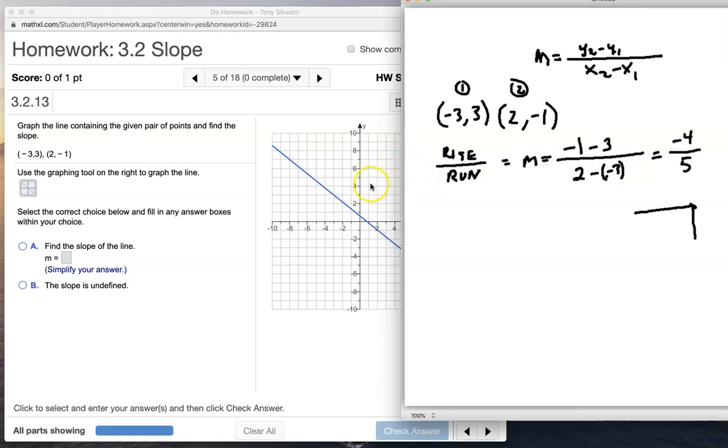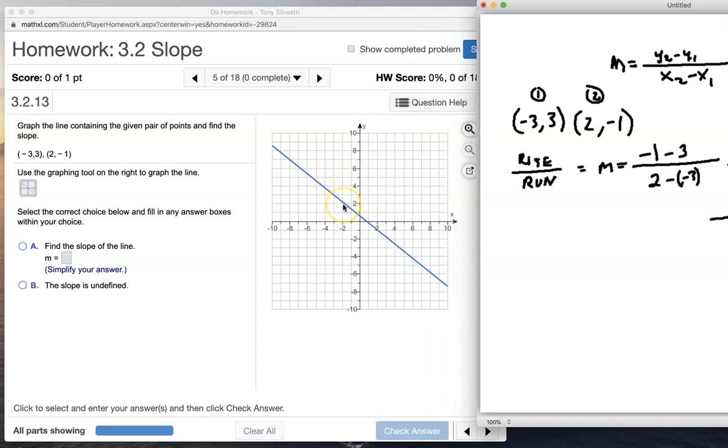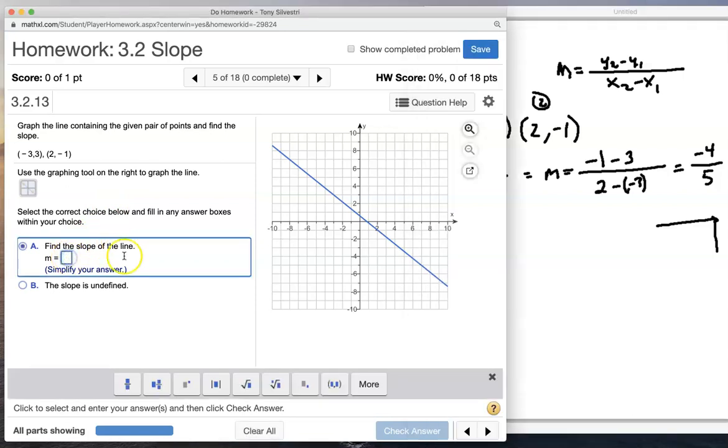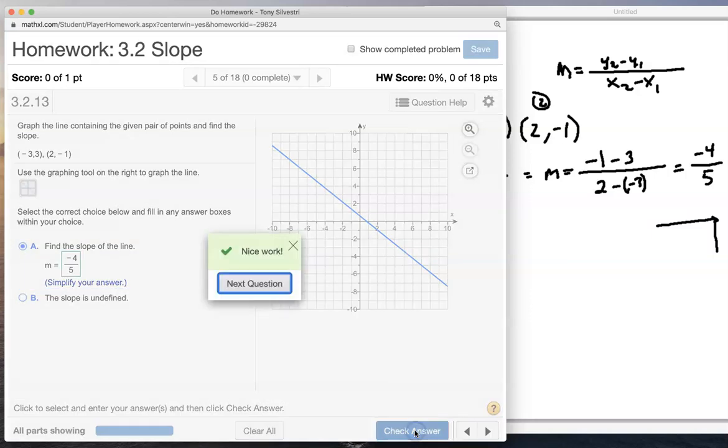So let's take a look at this point. Let's start over here. This point looks like it's intersecting here. Okay, so if I were to move 1, 2, 3, 4, 5 units horizontally, I will be going down 1, 2, 3, 4. That's consistent. That's the slope. So let's put that in there. -4 over 5 should be the slope. Check your answer.